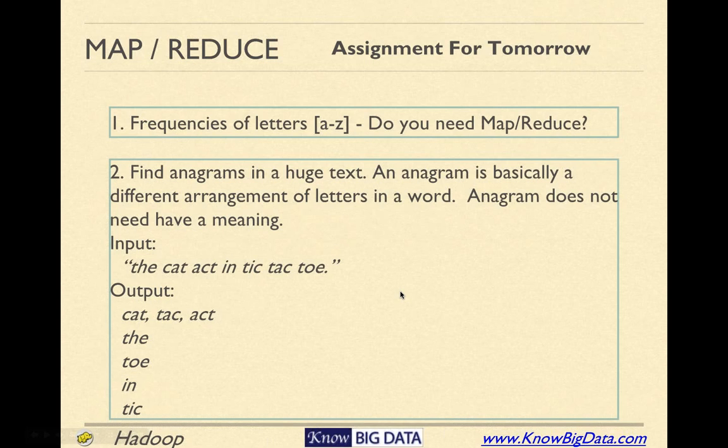So you have to find out what those anagrams are. You have to list in the output that these are anagrams of each other, or just bring together all the anagrams. For example, for the text cat act in tic-tac-toe, the output we are expecting is cat tack act in one line, then the on the second line, toe on the third, in on the fourth, and tick on the fifth. That's the expectation, and this output does not need to be in exactly the same order.